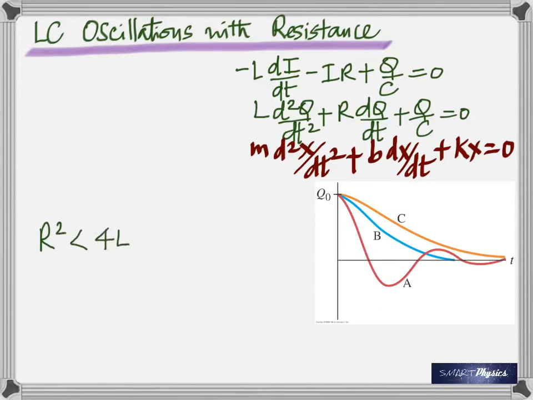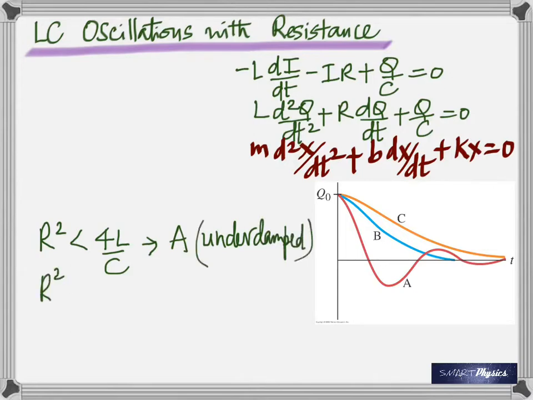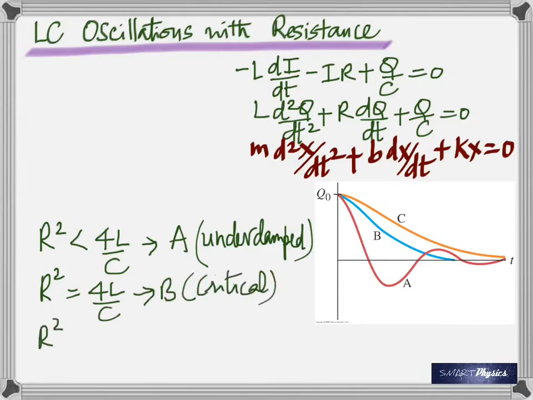Do you see the three types of oscillations here? Can you tell me which one is over-damped? C. Under-damped is A, critically damped is B. Those are the three conditions in an electrical circuit. If R squared is less than 4 times L by C, it's under-damped. If it's equal, it's critically damped. And if it's greater, it is over-damped. That's how you know.